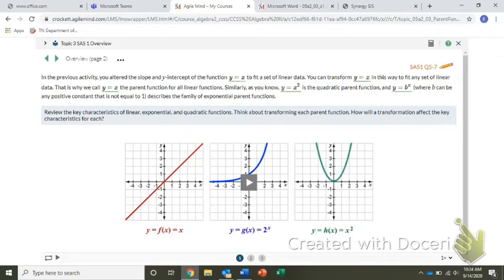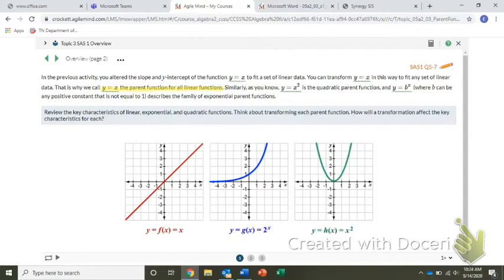Alright, and it says on our screen, in the previous activity, you altered the slope and y-intercept of the function y equals x to find a set of linear data. You can transform y equals x in this way to fit any set of linear data. This is why we call y equals x the parent function for all linear functions. I'm highlighting key stuff, okay?